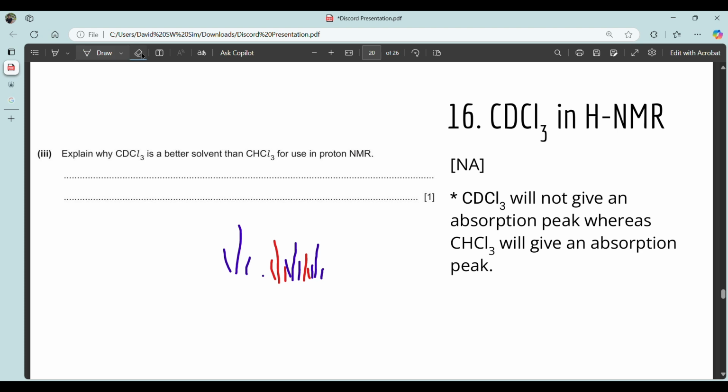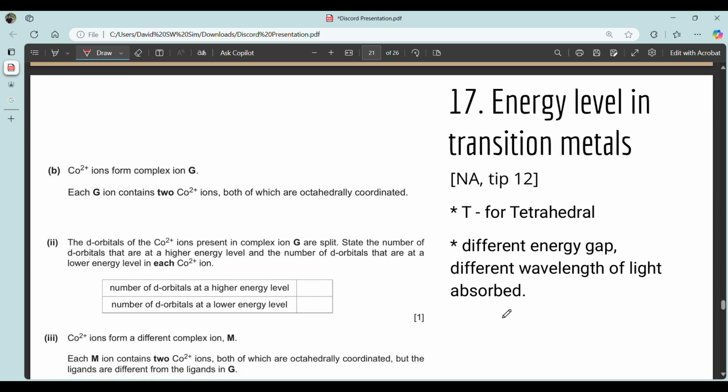Whereas for CdCl3 it is not a problem, because it will not give any peaks that are close to the peaks produced by the molecule. So whatever peaks you see are 100% from the molecule you are testing in your NMR machine. Understood? Any questions? Alright, so no questions, move on to transition metals.